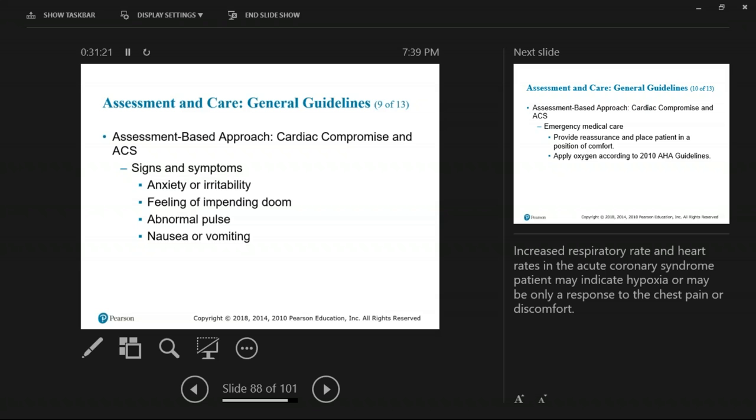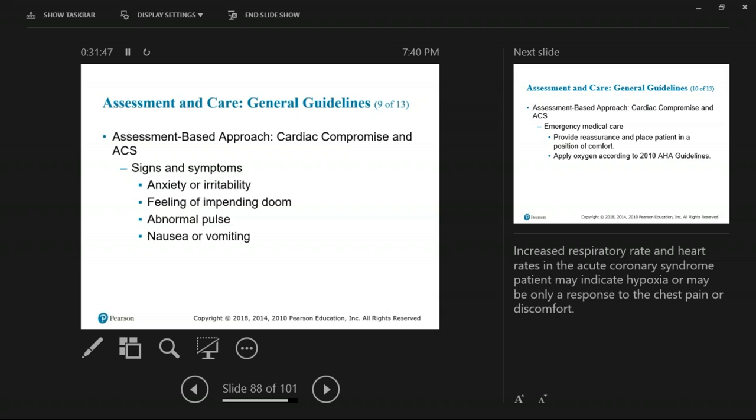I can't even count how many people have told me they had the fear of or impending doom feeling. They usually go into cardiac arrest, and I can't think of any of them that have gotten back. There's only one that had that feeling of impending doom that did not go into cardiac arrest, and we got her treated. But she had what we call tombstones.